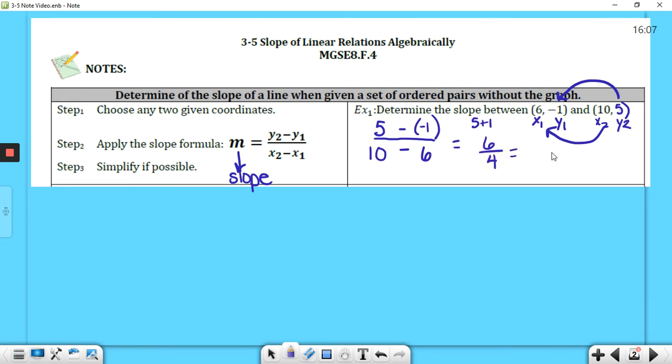You need to make sure your fraction is simplified, and we can divide by 2, which is 3 halves. So m is 3 halves. You don't need to change it to a decimal or a mixed fraction. We actually like slope left as an improper fraction. Once you start graphing lines in future lessons, you'll understand why it's easier to have it in this format.